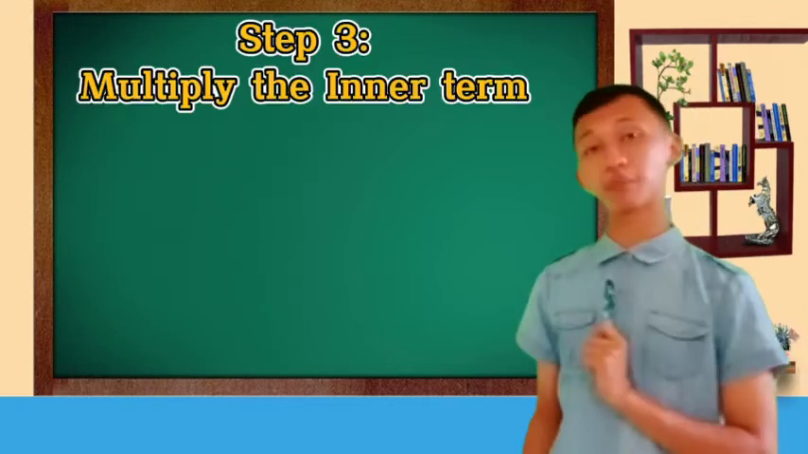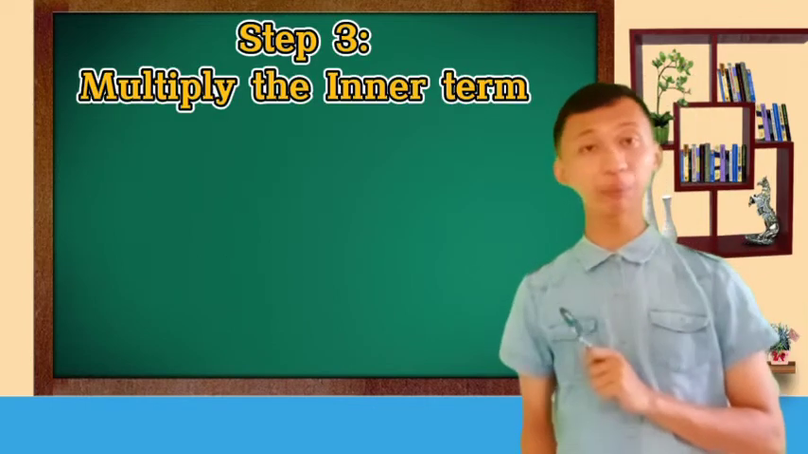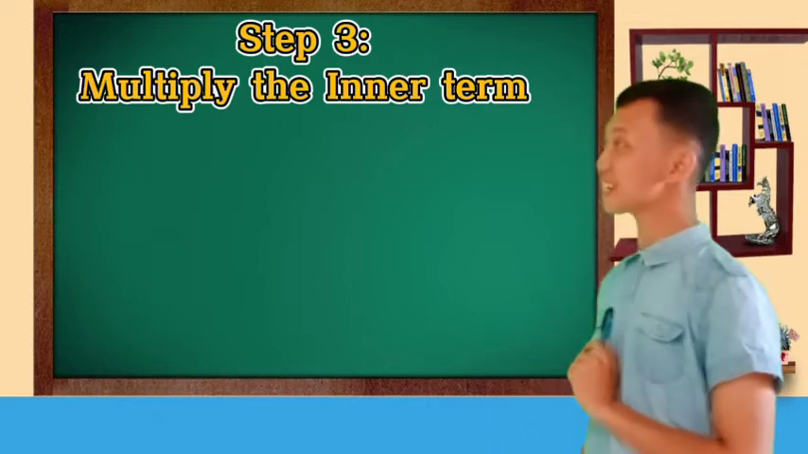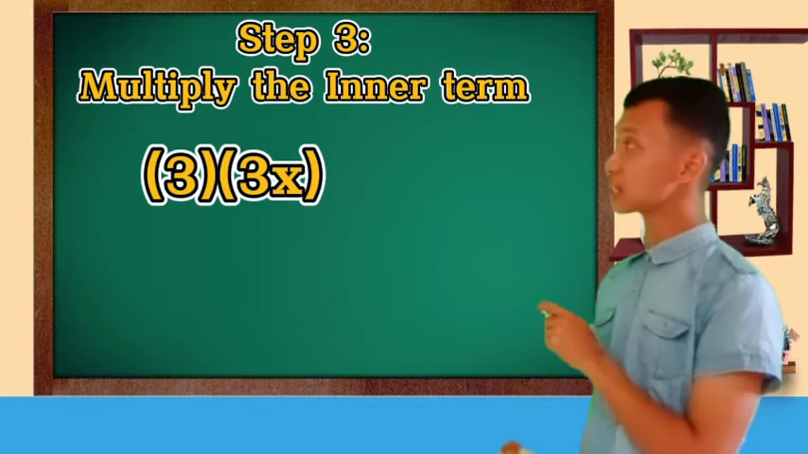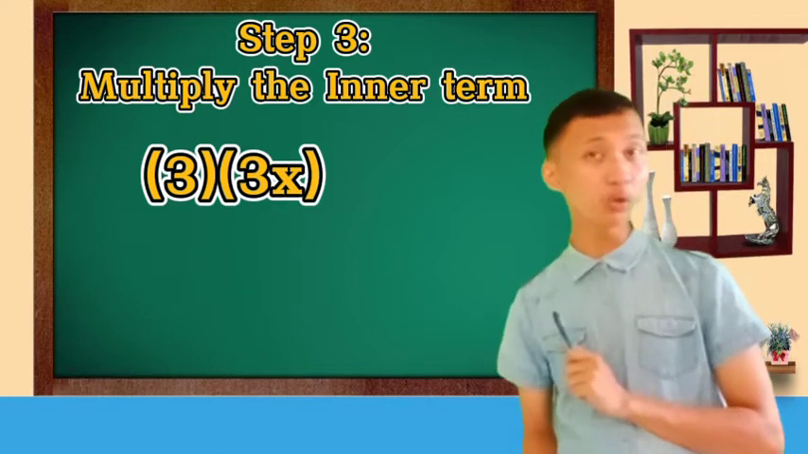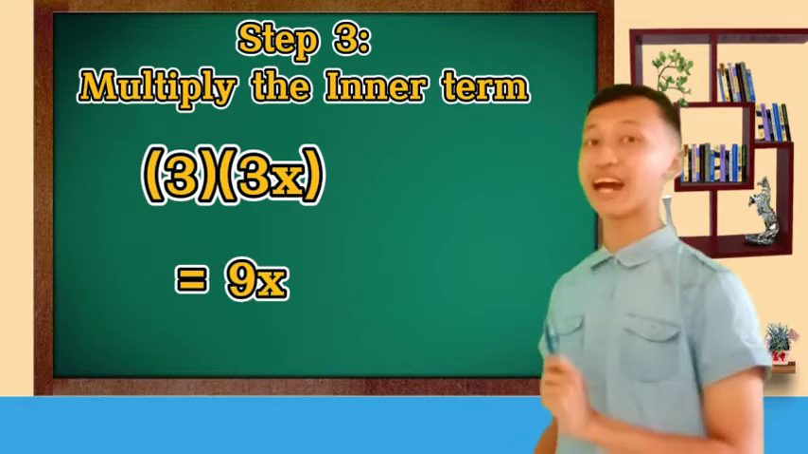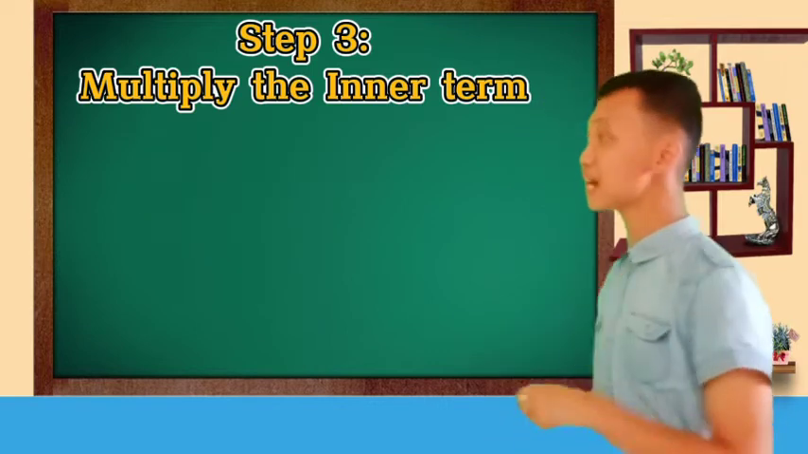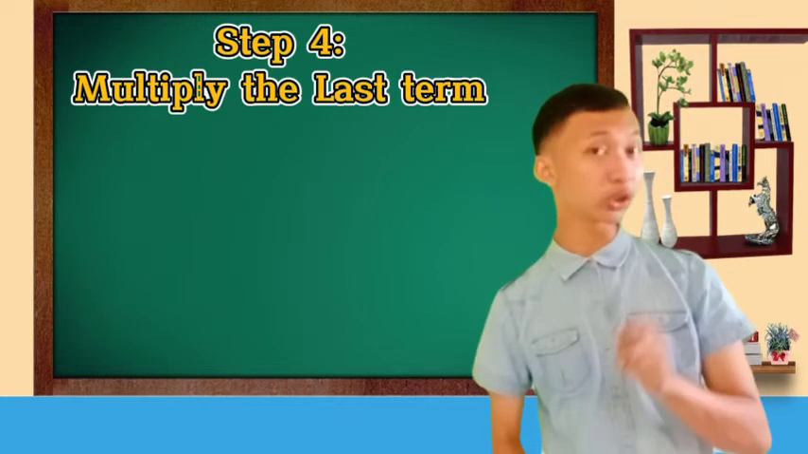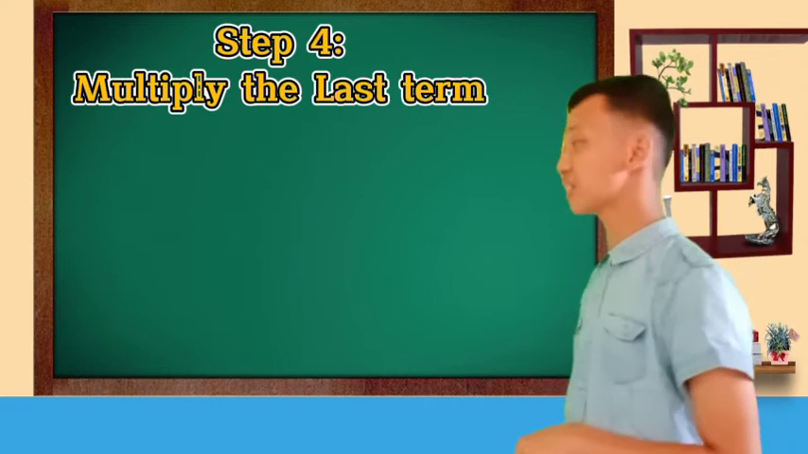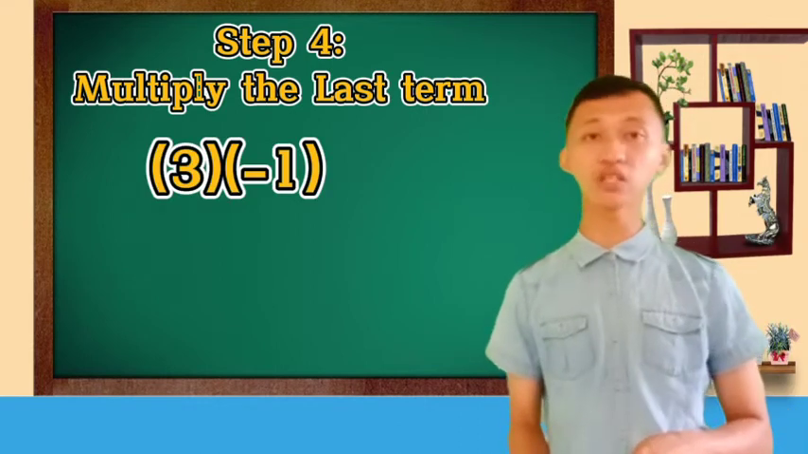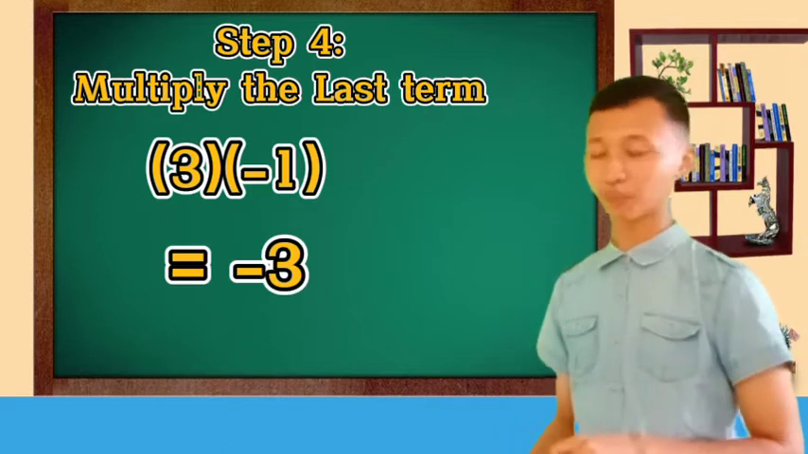And the third step, we are going to multiply our inner terms. Very good. So that is 3 times 3x, which equals, very good, 9x. And the last step we are going to apply is, of course, to multiply our last terms, which is 3 times negative 1, which is negative 3.